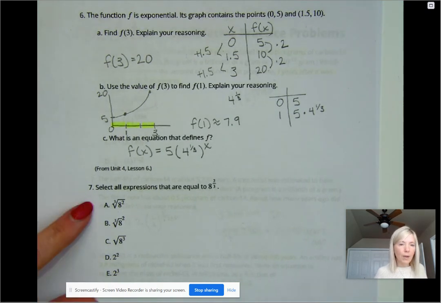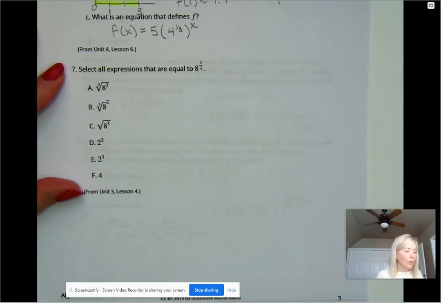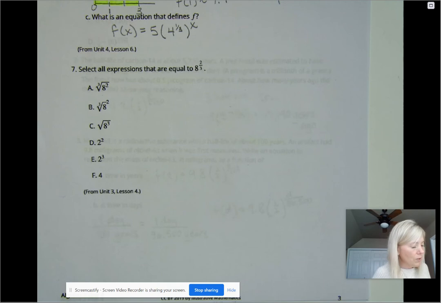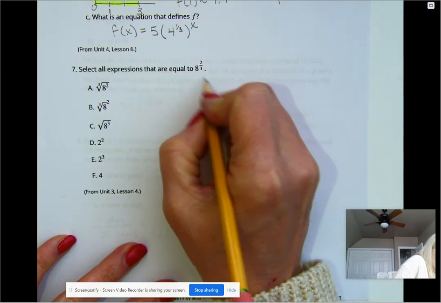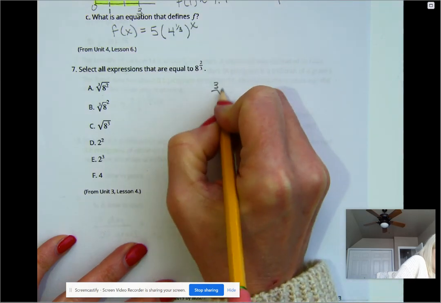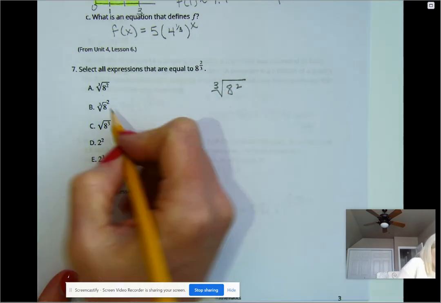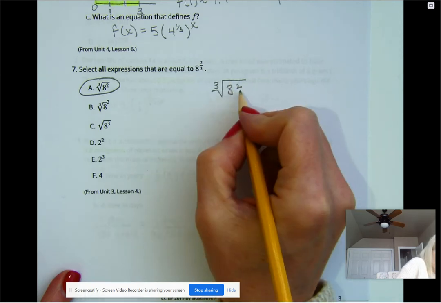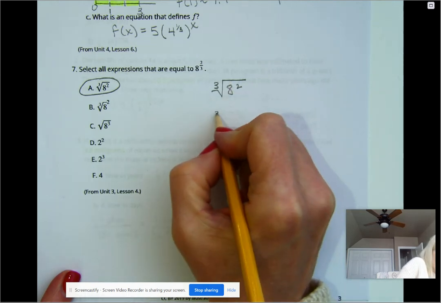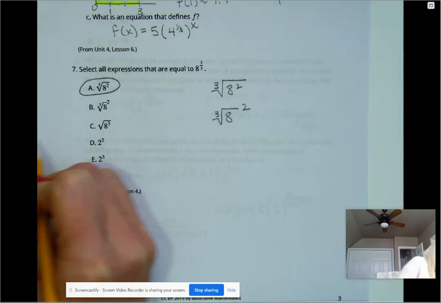All right. And then finally, number 7, select all expressions that are equal to 8 to the 2/3. So 8 to the 2/3, I can rewrite that as a root. It's the cube root of 8 to the 2nd. That looks like option A. We can rewrite this. The power of 2 doesn't have to be under the radical. It's equivalent. Remember that if it's outside the radical. That's the same as B.